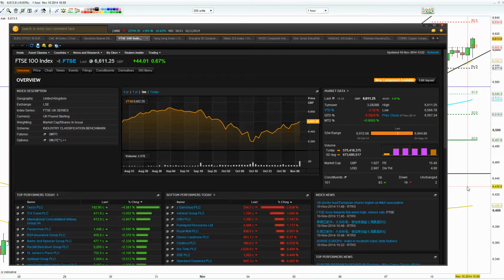But okay, so my bias at this very moment in time is certainly bearish, given the fact that the FTSE is at 6610. But that's another story. Okay, I'm not going to discuss that now.